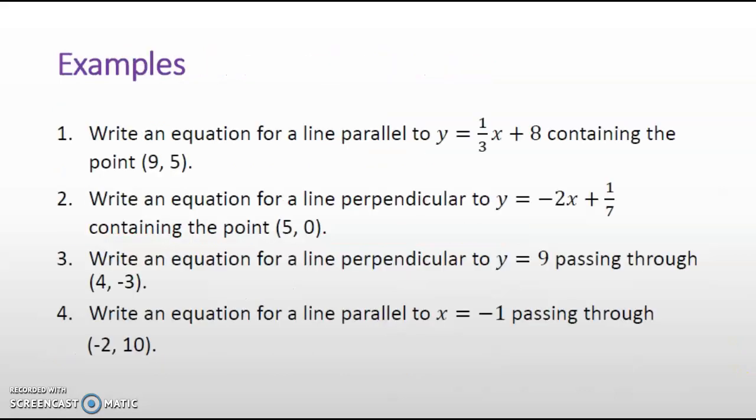So we're going to use that information in these 4 examples and write equations of lines given the criteria that are described. Number 1: write an equation for a line parallel to y equals 1/3 x plus 8 containing the point (9,5). In order for me to use the point-slope form, I need a point and I need the slope. I have a point, (9,5). I don't have the slope, but I have enough information to find it, because I know that the line I'm writing the equation for should be parallel to the line y equals 1/3 x plus 8. So if I know the slope of this line, I know the slope of a parallel line.